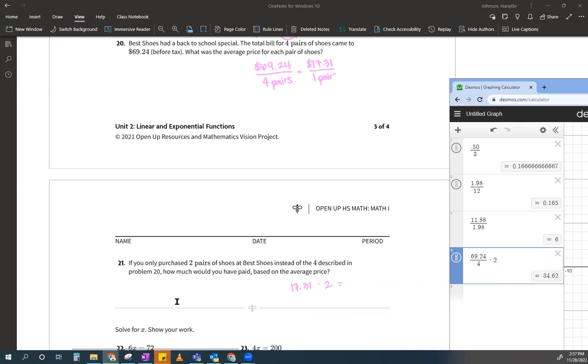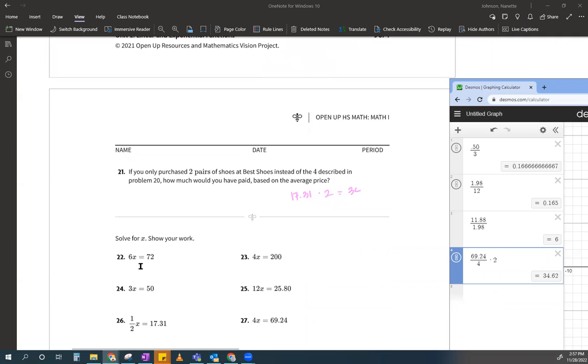Okay. And the last problem for here is you just solving, right? So here, when you see 6 times what number gives me 72, you want to think about undoing. How do you undo what's happening to X? Well, you divide by 6, right? Because you're multiplying by 6, then we divide by 6. And so you get X is equal to 12.